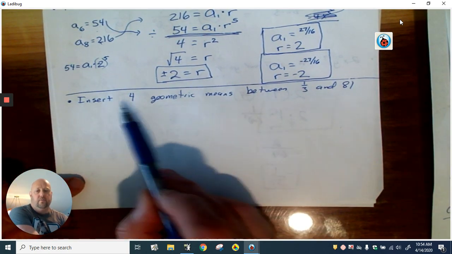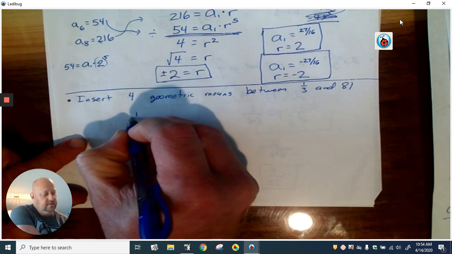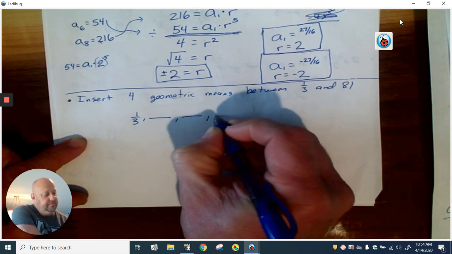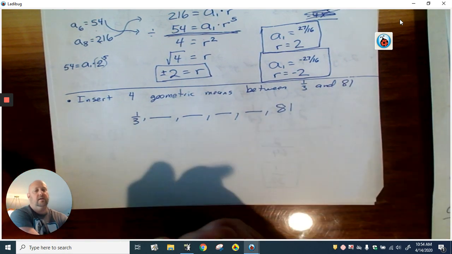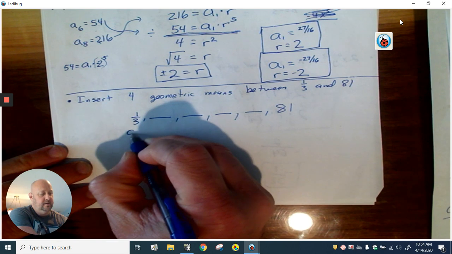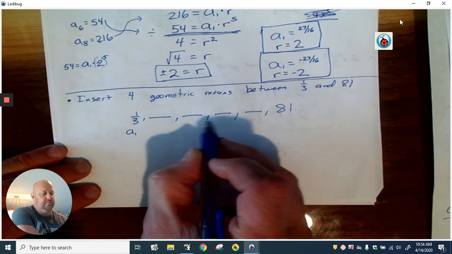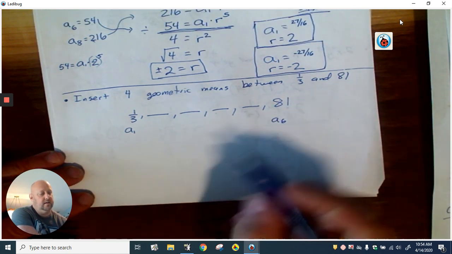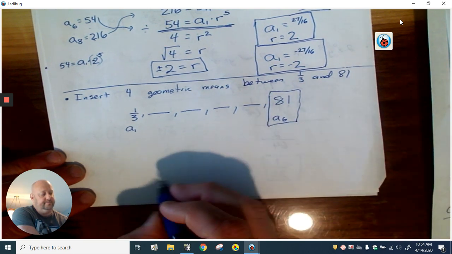Let's insert 4 geometric means between 1/3 and 81. So what that means is we have 1/3, 1, 2, 3, 4, and then 81. Okay, so we're going to do this very similar to the way we did the arithmetic ones. We make this a sub 1, that means that's a sub 2, a sub 3, a sub 4, a sub 5, that means that's a sub 6. Okay, and again, we write an equation for that last one.